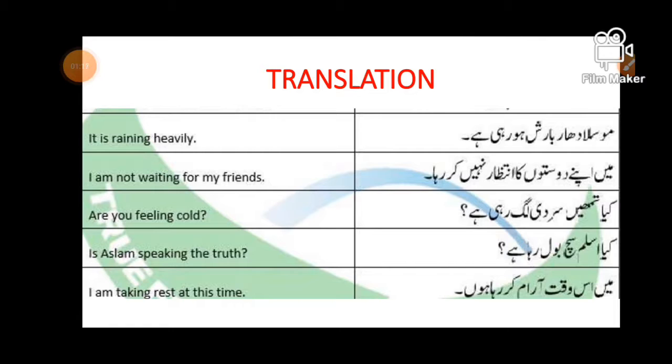Question mark. Is Aslam speaking the truth? This is also an interrogative sentence, and here is comes out. Why? Because we use is with a singular noun or naming word. So, is Aslam speaking the truth? Speaking the truth, I made you remember. And question mark. And I am taking rest at this time. So am is just used with I. So here are the translations, right?